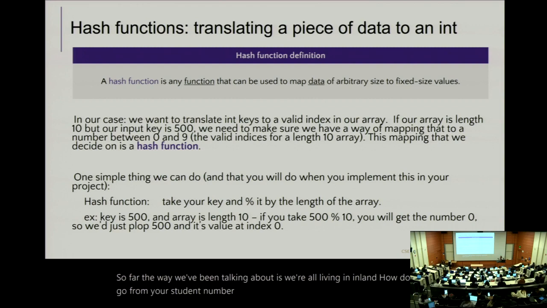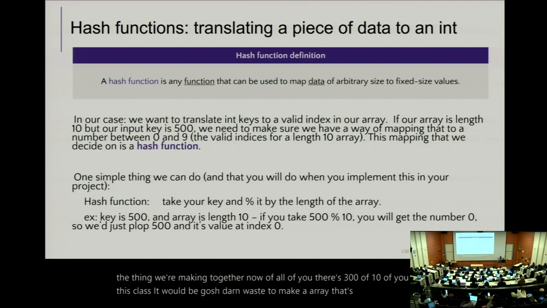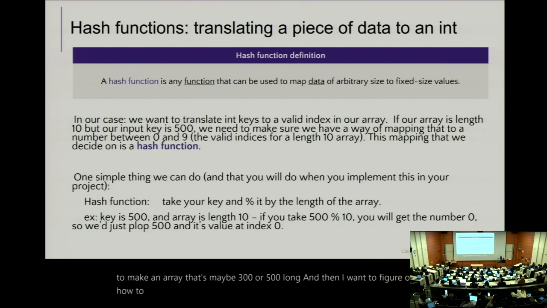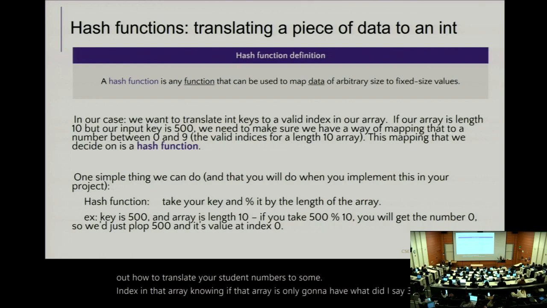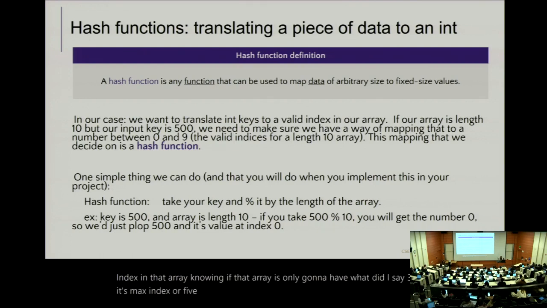Let's say we're making a hash table, which is the thing we're making together now, of all of you. There's 310 of you in this class. It would be a gosh darn waste to make an array that's millions long. I want to make an array that's maybe 300 or 500 long, and then I want to figure out how to translate your student numbers to some index in that array, knowing that the array is only going to have a max index of 300 or 500, deciding how big you want it to be.